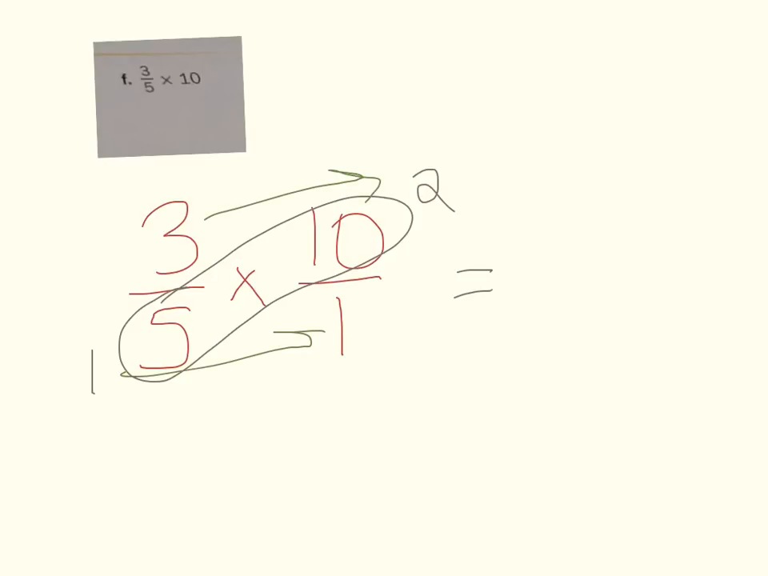Well, on the top I have 3 times 2, which is 6, and on the bottom I have 1 times 1, which is 1. I'm okay if you leave it like this, but you also could just write it as plain 6. Because remember, any whole number over 1 is just that number. Your code color for this lesson is green.